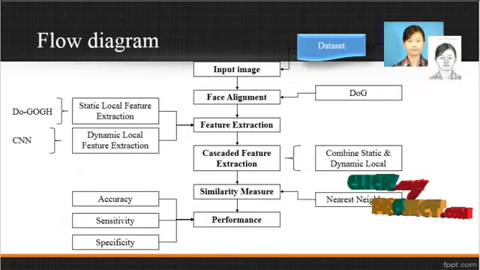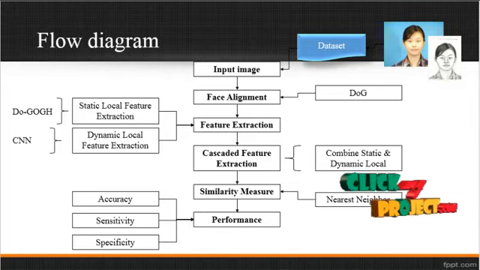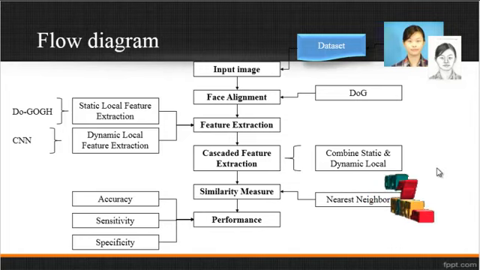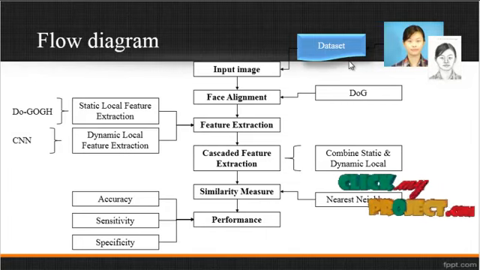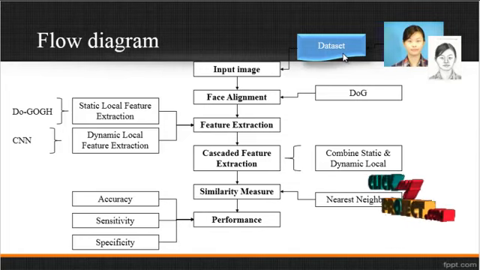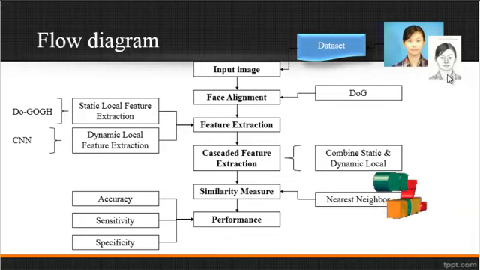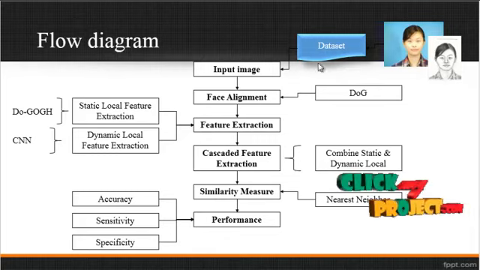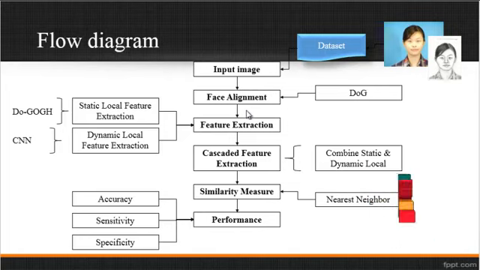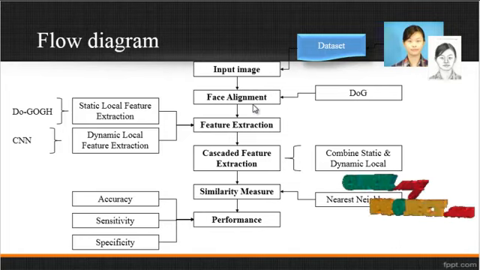Now we are going to discuss the flow diagram for the process. This is the overall flow structure for the process. At first, the input images are taken from the dataset. We have two kinds of images. One is the normal RGB image, and the other one is the photo sketch image. After getting one image from the dataset, the input image undergoes the face alignment process. In this face alignment, first of all, the image quality is reconstructed by means of the DoG filtering (DOG).